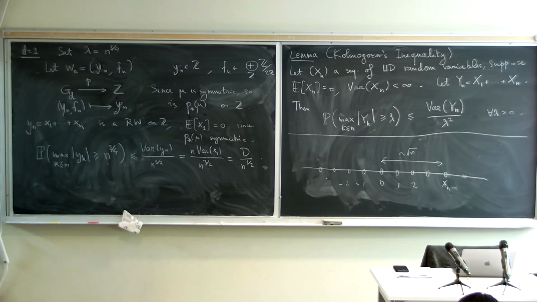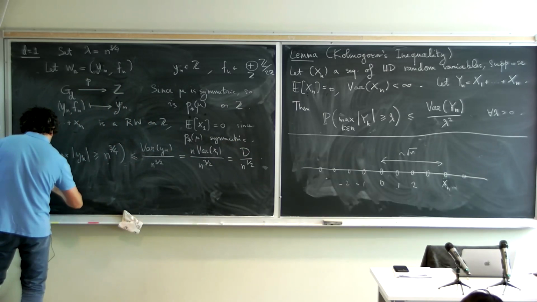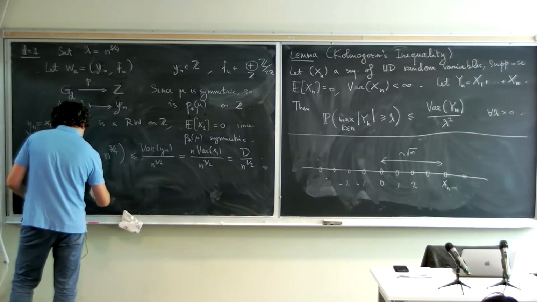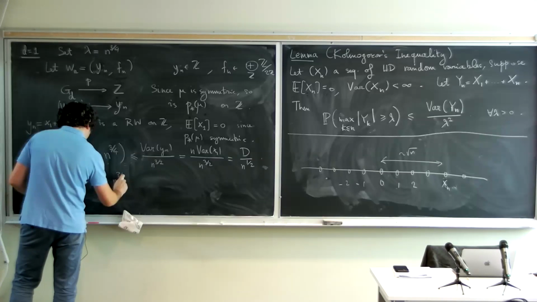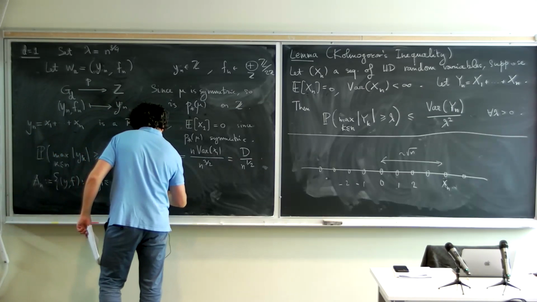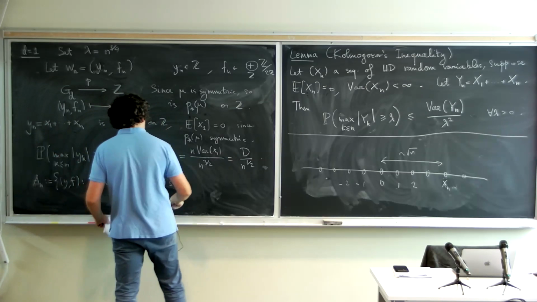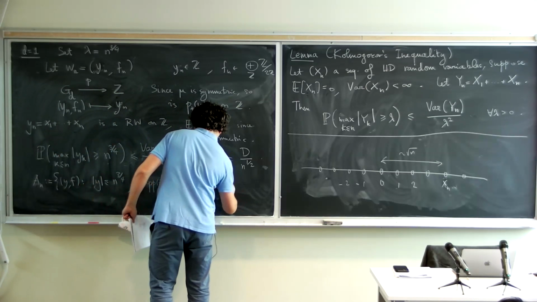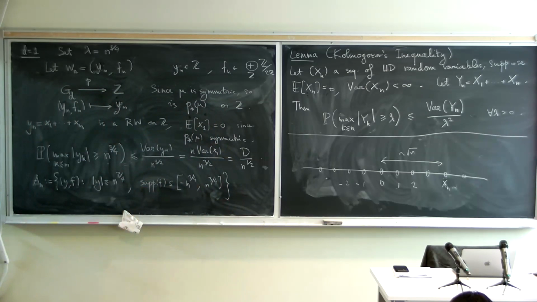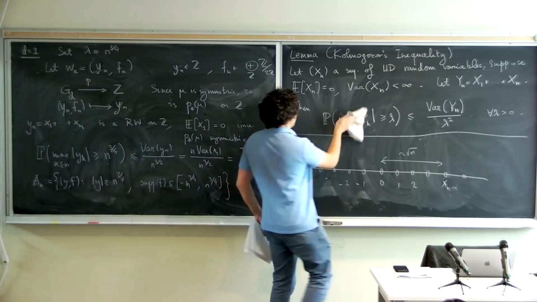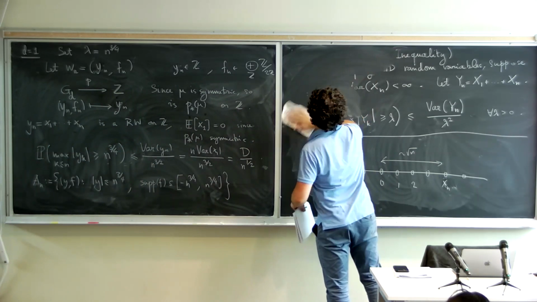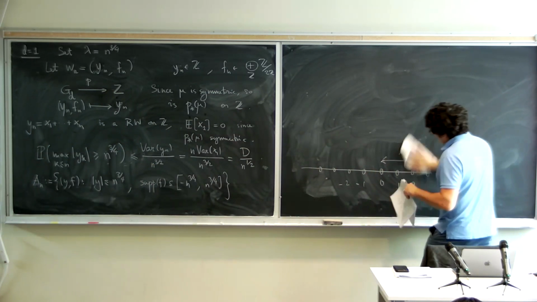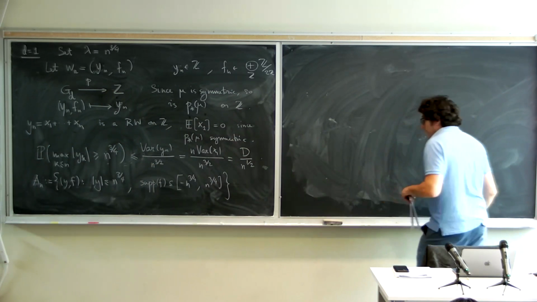Okay. And so now we define the set A_n, which is the set of (y, f) such that the norm of y is at most n to the 3/4, and the support of f is contained in this interval from minus n to the 3/4 to n to the 3/4. So this is the large set. This is the likely event. And then the complement will be the unlikely event.